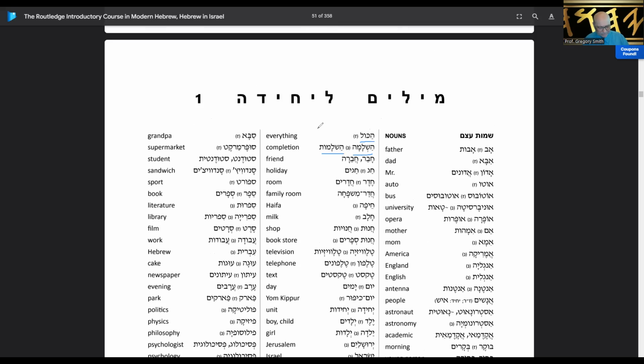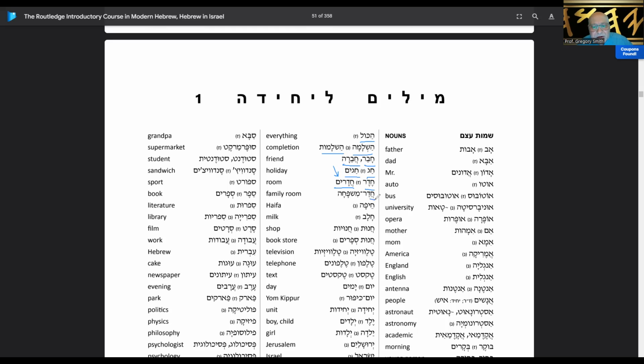Let's double check that. Hashlamot. Let's see. Yeah, completion. That's right. Hashlamot is completion. Okay, so then we have chaver for friend, chavera, which is female friend, chag, holiday, chagim, holidays. Look at this, cheder, chadarim. We got cheder for room, and in the multiple sense, for multiple rooms, chadarim.